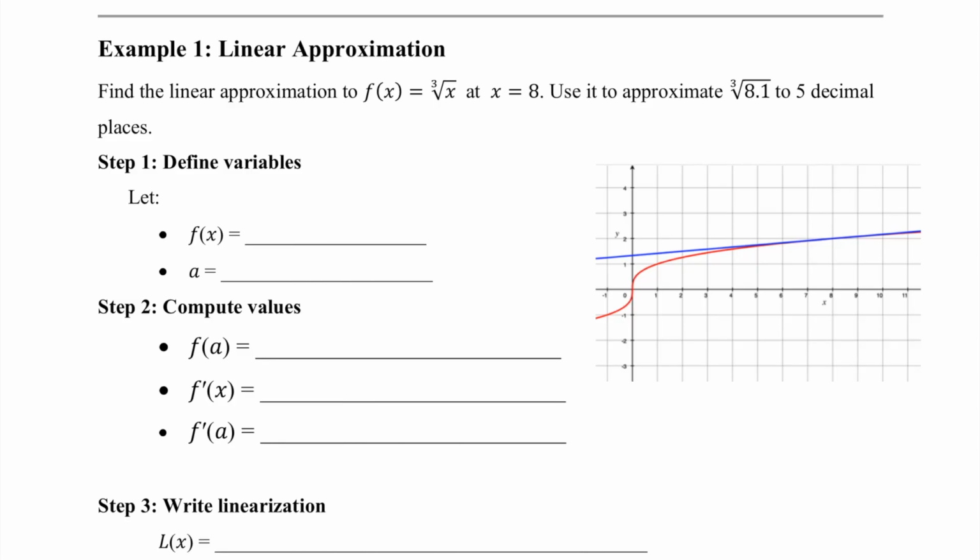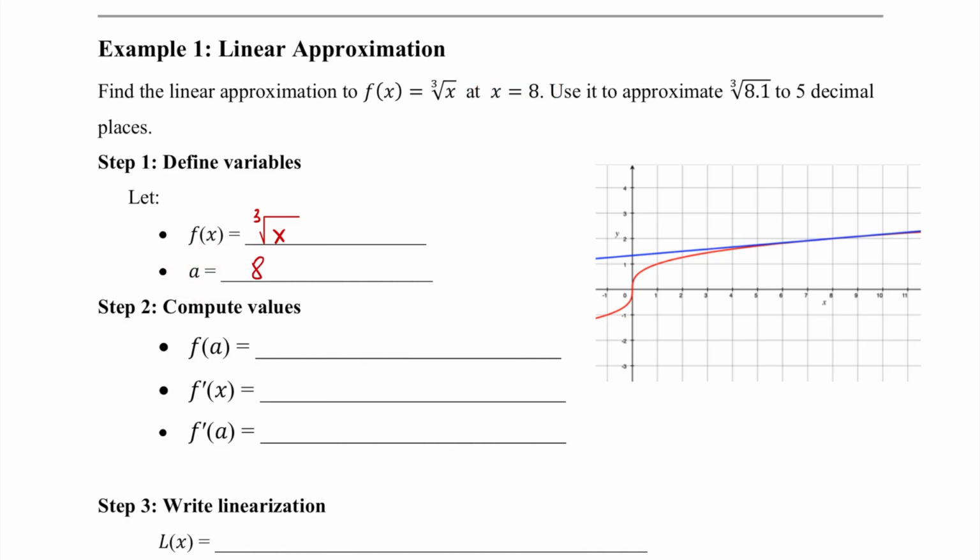So here's the idea. We replace a complicated function with a simple line and use that line to get a quick estimate. Now, let's go step by step. Step 1, define variables. F of x is the original function, which is cube root of x. A is the given x value, which is 8.